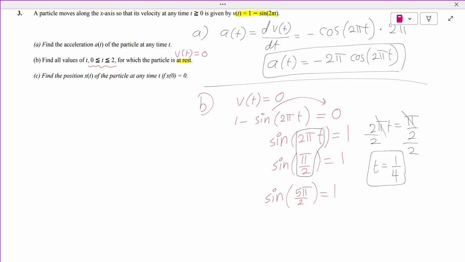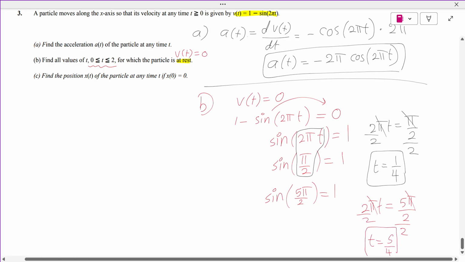So you can also now set what? 2 pi t, as we did before. 2 pi t equals 5 pi over 2, okay? Cancel the pi with pi, divide by 2, divide by 2. So you get t equals 5 over 4. And it's between 0 and 2, so it's accepted. We can take it, right?